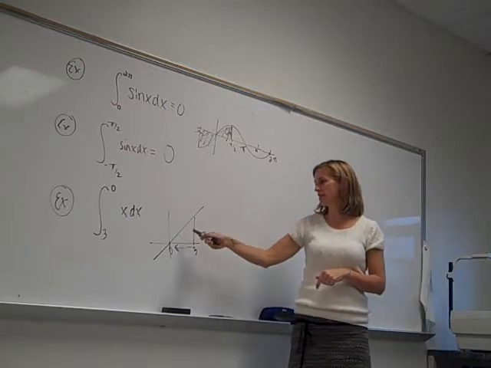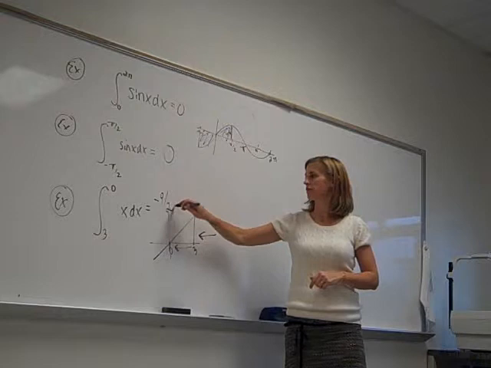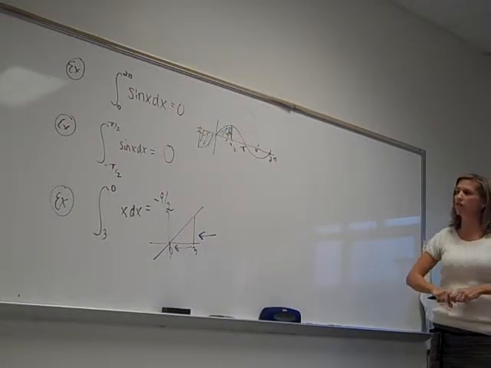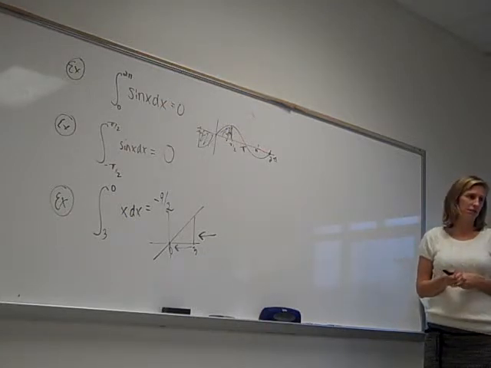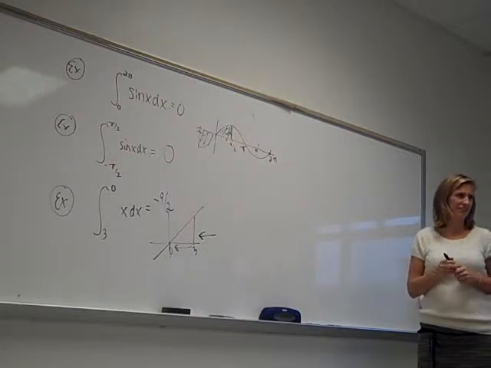So what is this integral? Negative 9 halves. I didn't do that in my head, it's just that was the first example we got, it was 9 halves. So now if we're going to go backwards and go from 3 to 0, it's going to be negative. Did you get that? Okay.